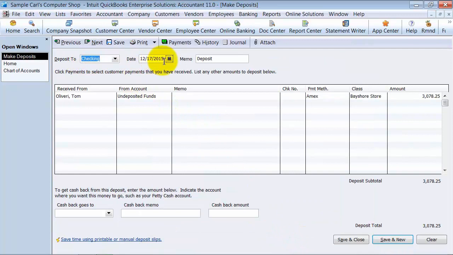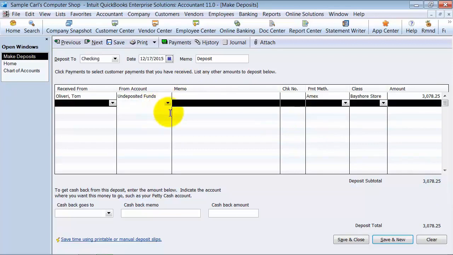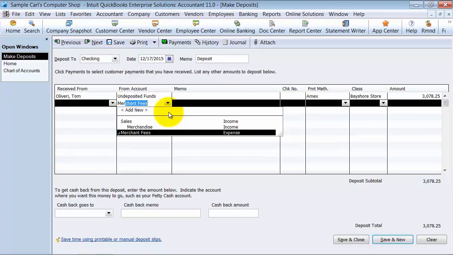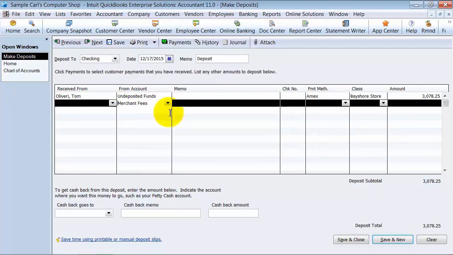All right, so I have all the information up top correct, the right date. Here's the payment, but unfortunately this doesn't tie out to my bank, right? Because again, it's the net with the merchant service fees already taken out. So this is what we do. We go on the second line here. We go merchant service fees, merchant fees, okay? And you can put in here Amex if you want to. You can put in the class if you want to here.